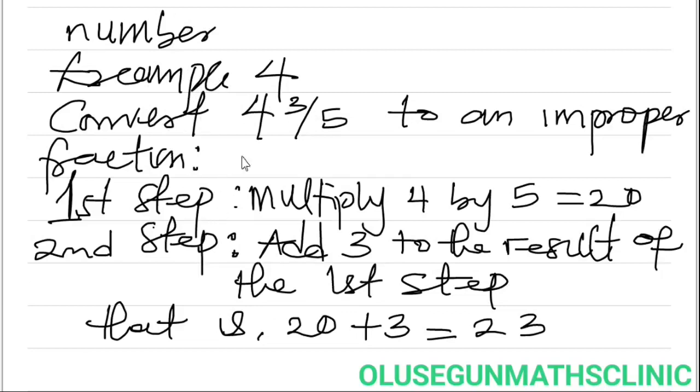Example 4. Convert 4 whole number 3/5 to an improper fraction. These are the steps. The first step is multiplying 4 by 5. How do we get 5? The 5 is the denominator of the proper fraction inside the mixed fraction. So therefore, that is 20. Step 2. Add 3 to the result of the first step. That is 20 plus 3, and 20 plus 3 gives 23.